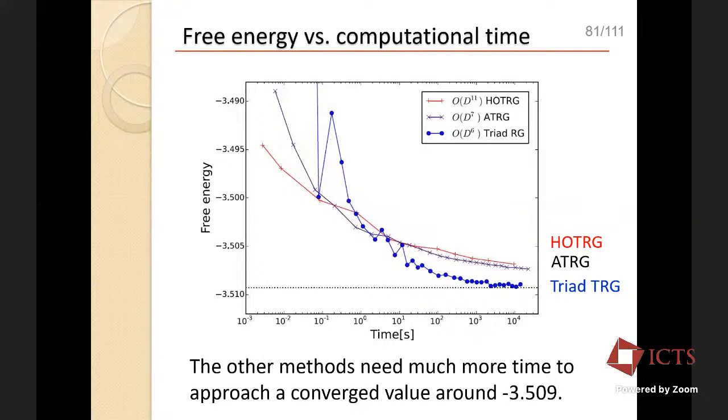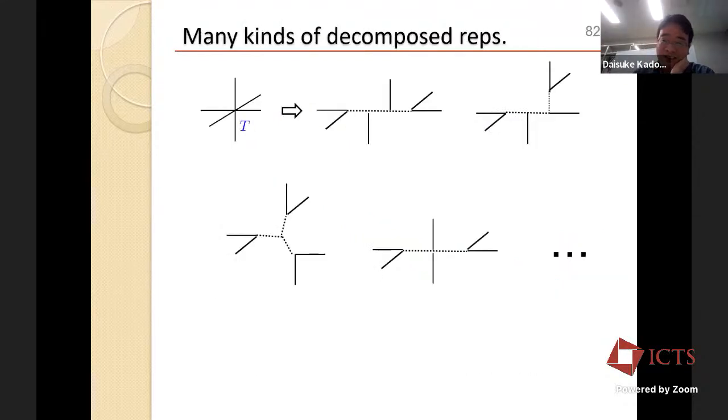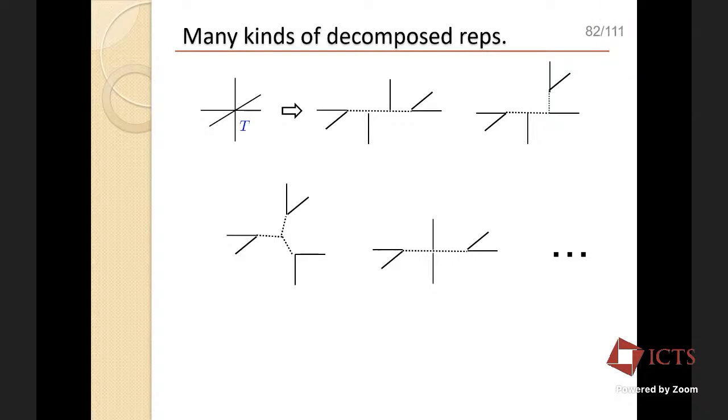Maybe there are other methods that work. I definitely know that the HOTRG method works even for asymmetric lattices, which we did in our paper. But for triad, I don't know. I think this is one of the limitations of the triad method. Okay. But we can consider many variants of the triad representation. So I recommend you use another representation of triad, like this. Yeah, okay, maybe we can discuss this later. Thank you so much.